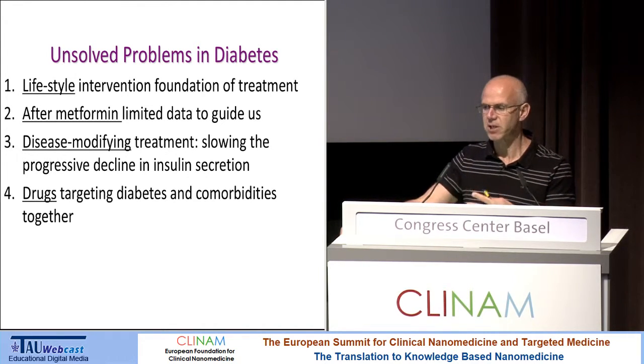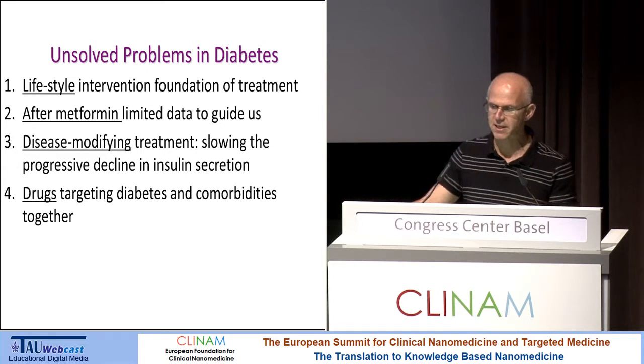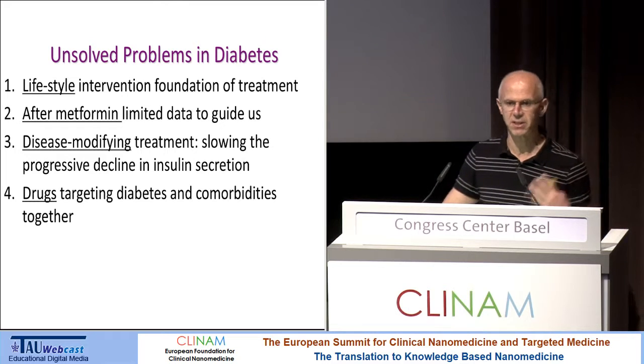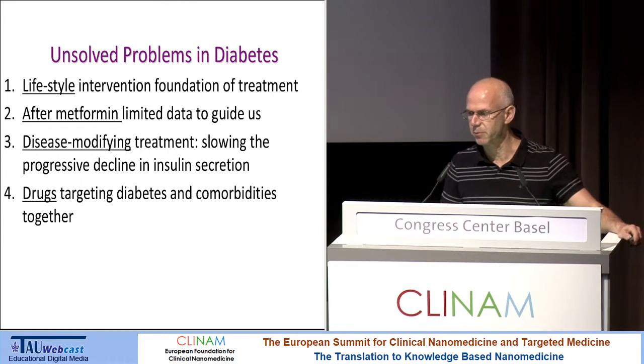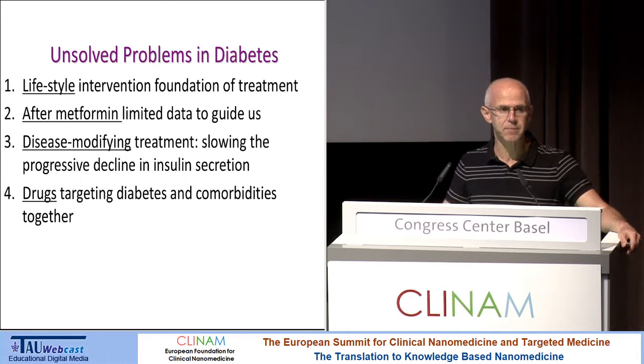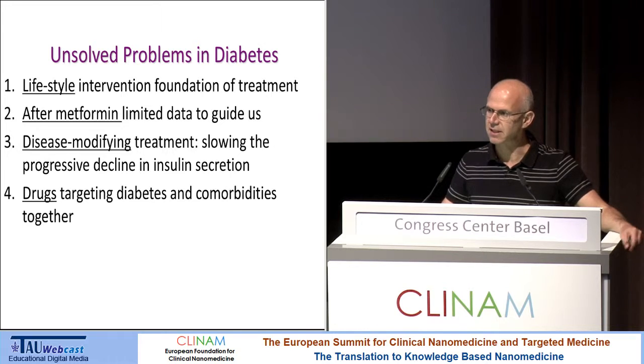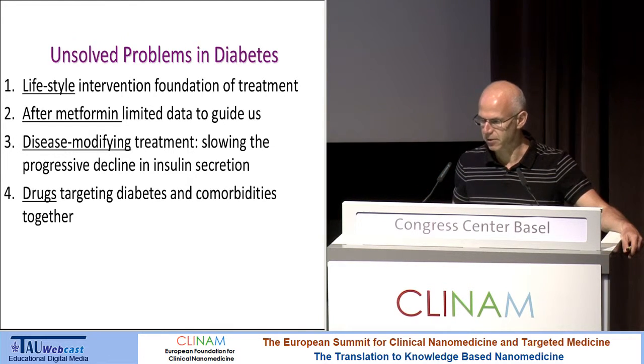And even if the patient changes his lifestyle, the disease will continue to a certain extent, and eventually all patients, if they live long enough, will need insulin. And the second thing is the comorbidities of diabetes, which I've mentioned, and ideally a drug should not only tackle diabetes itself, but the comorbidities.